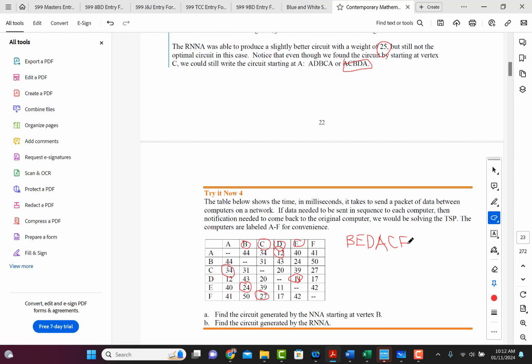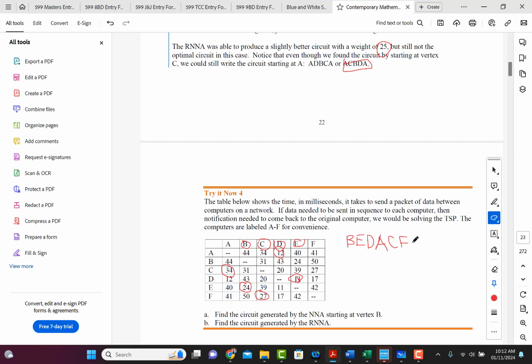Okay, and then obviously we want to go back because if we read this, it says the table below shows the time in milliseconds it takes to send a packet of data between computers on a network. If data needed to be sent in sequence to each computer, then notification needed to come back to the original computer. So we need to go back to the original computer. We would be solving the traveling salesman problem. Okay, so the computers are labeled A through F for convenience. So these are all milliseconds. I should have explained this before, sorry.